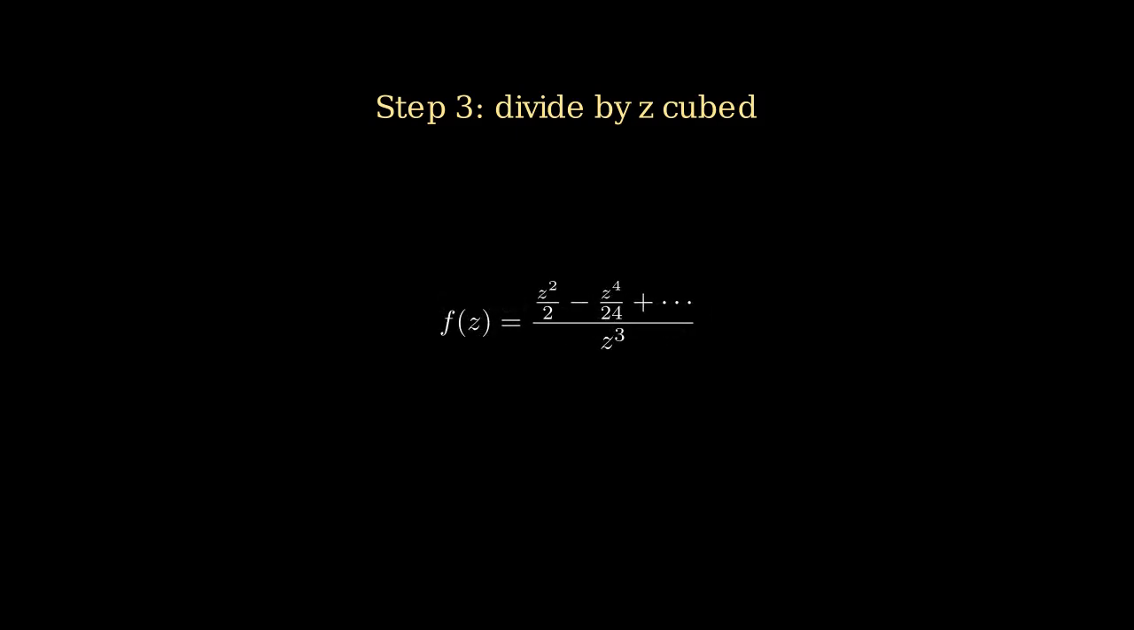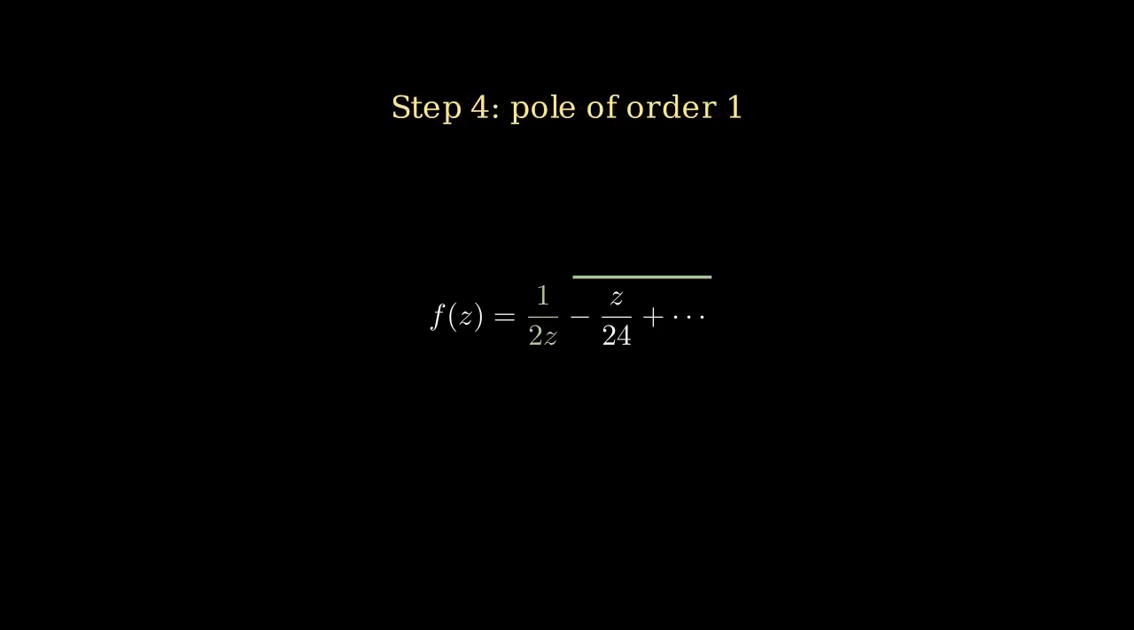f of z equals (z squared over 2 minus z to the 4th over 24 plus more terms) over z cubed, which equals 1 over 2z minus z over 24 plus more terms. Step 4. Classify. Only one negative power, 1 over z, appears, so this is a pole of order 1.